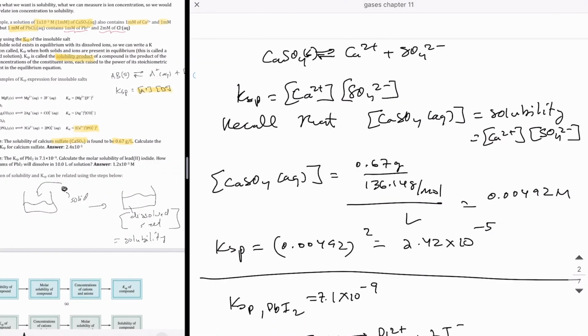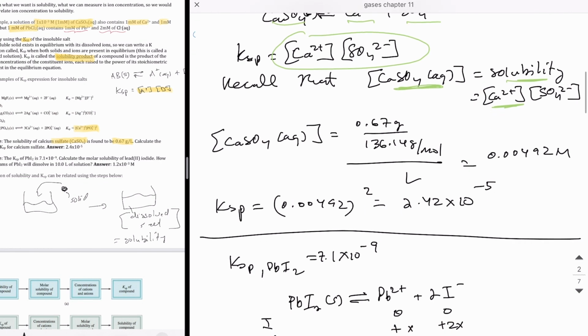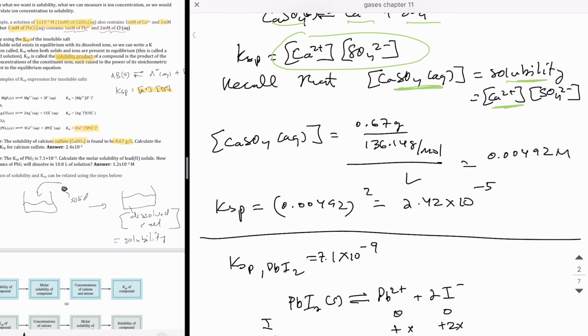So I start with CaSO4, separating out into calcium and sulfate ion. The KSP of that reaction has the following expression, which is just calcium ion times sulfate ion concentration. As I just said, the calcium sulfate that is dissolved is what we call solubility. So what we're trying to do is connect that to the ion concentration, but as it happens, since this is a one-to-one stoichiometry between the salt and the ion, whatever the concentration of the ion is, whichever ion you choose, happens to also be the solubility of the salt.